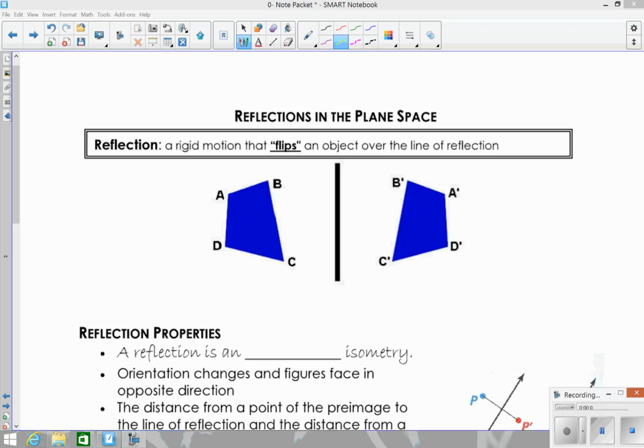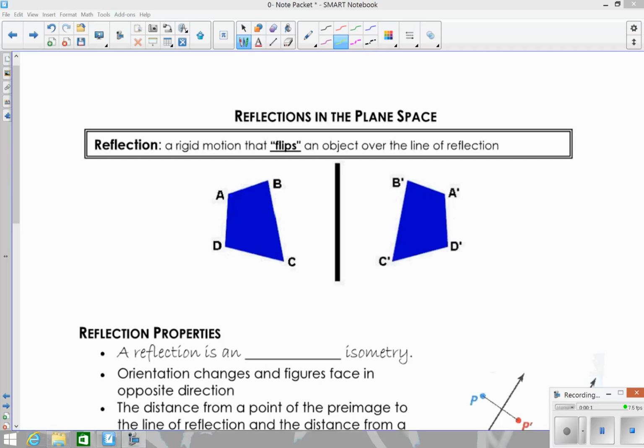In this lesson, we're going to talk about reflections in plane space. So the first thing we need to do is remember what a reflection is and then look at some of the properties. A reflection is a rigid motion, so it's going to keep the same shape and size, that flips an object over a line of reflection.